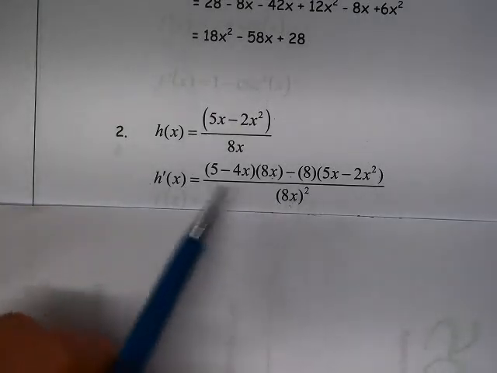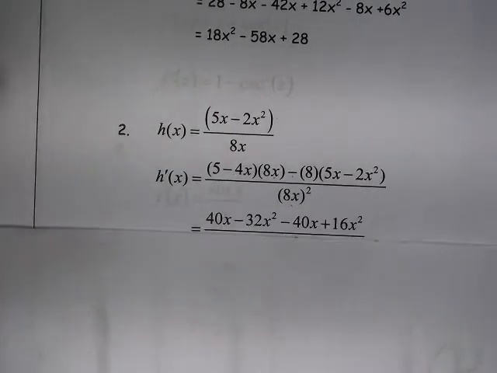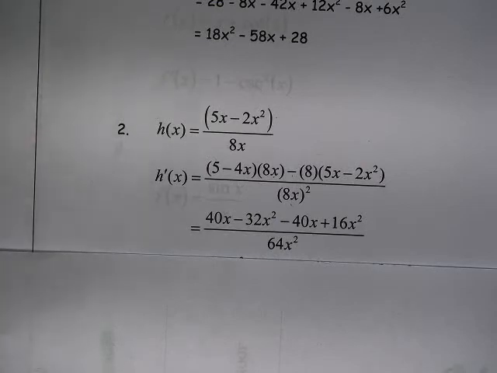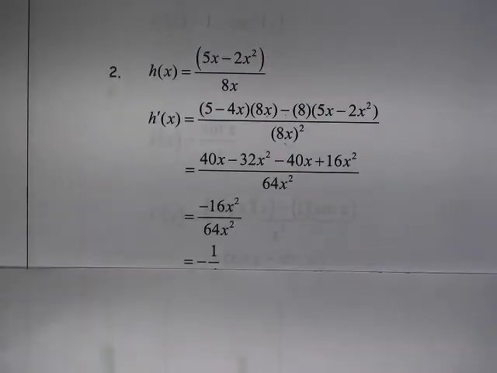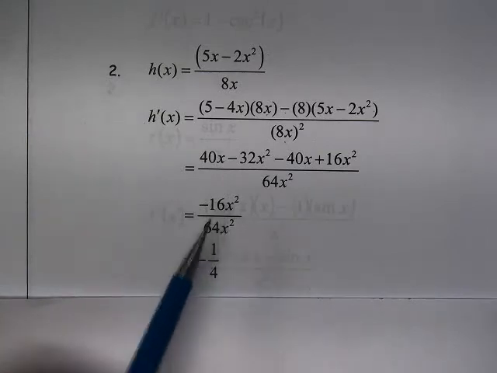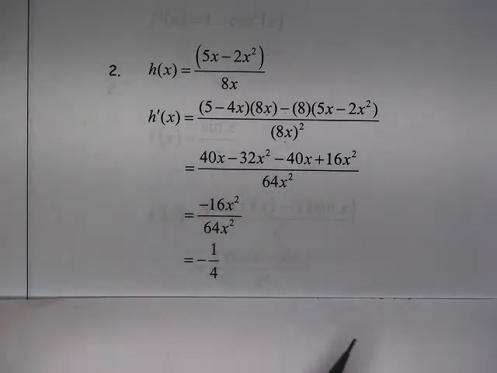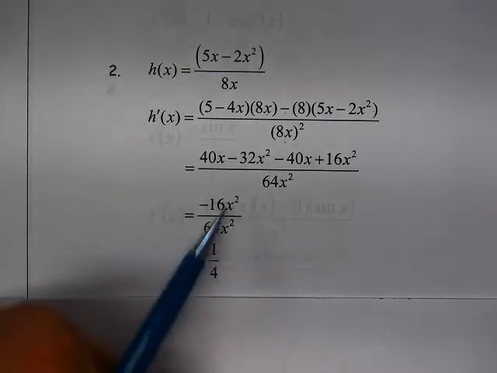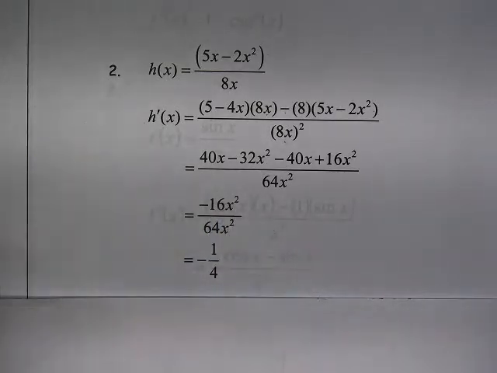So I've applied the quotient rule here. I'm going to expand this numerator and then combine like terms. When I combine those like terms, I can see that I have 40x minus 40x. They cancel out. I have two x squared terms, one in the numerator and one in the denominator. They cancel. I'm just left with negative 1/4.